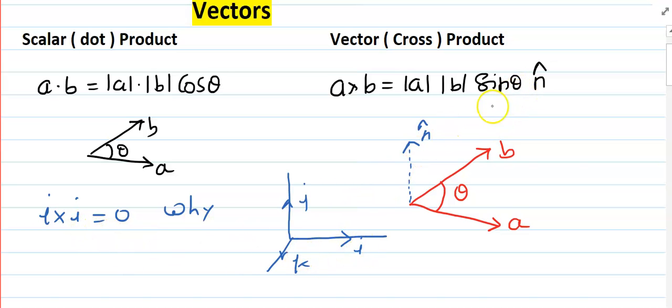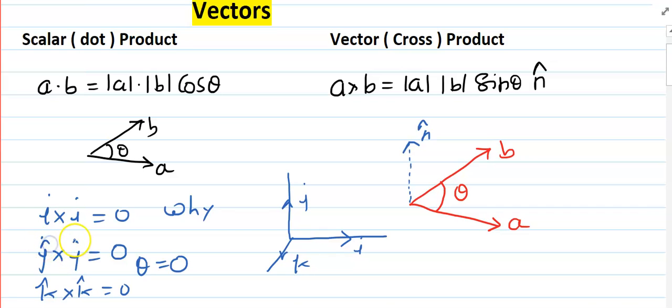If you put theta equal to 0 here, sine 0 is 0, so A cross B should be equal to 0. So I cross I should be equal to 0. If you say J cross J, again they are parallel, so it should be 0, and K cross K should also be equal to 0. Sometimes I put the unit vector sign because I, J, K are unit vectors. If you don't put the sign, then also it's okay. So K cross K is 0.